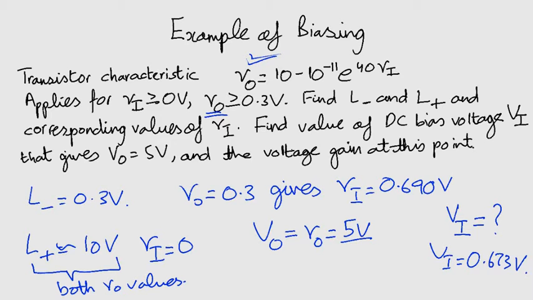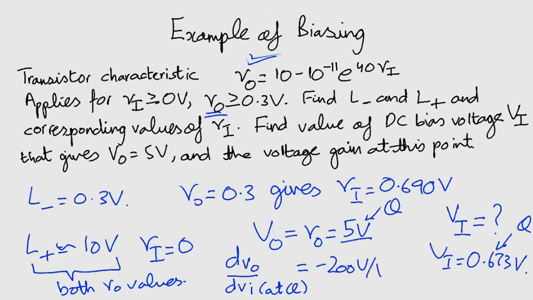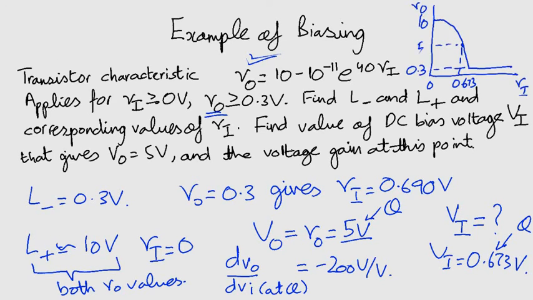To find gain, we take the derivative and put Vi, that is 0.673, and we get minus 200 volts per volt. So our amplifier is an inverting one with the output 180 degrees out of phase with the input. Here on the top right is a sketch of the amplifier transfer characteristic. We again note that the amplifier is inverting.